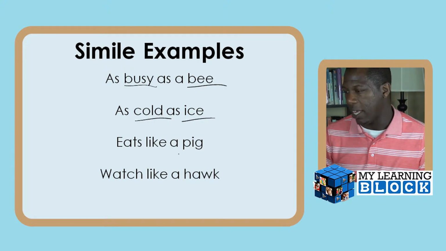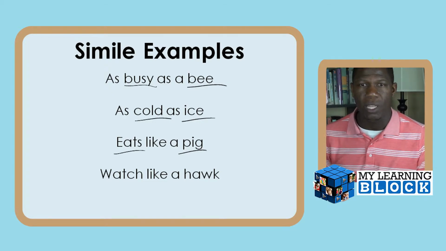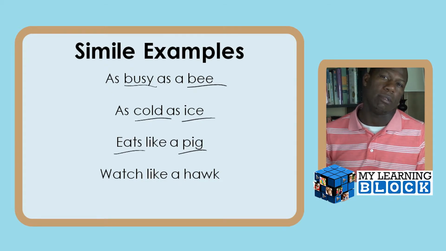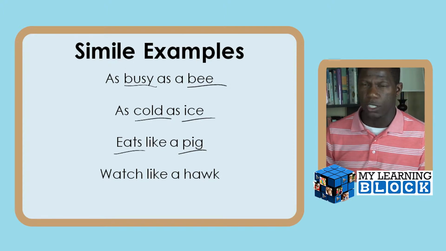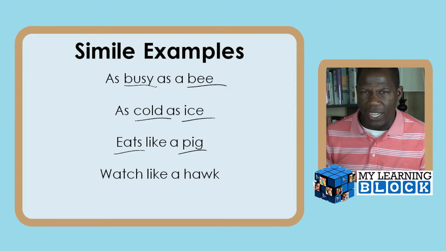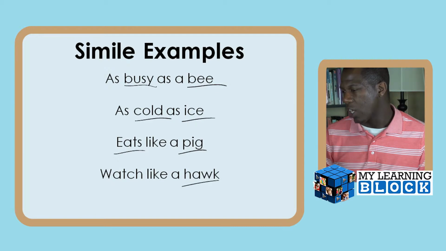So-and-so eats like a pig. This is also a comparison of how someone eats to a pig. I've never seen a pig eat, but I'm pretty sure it's nasty. I'm watching you like a hawk, right? Watch like a hawk. Hawks have excellent vision, very great vision. And so those are all examples of similes.